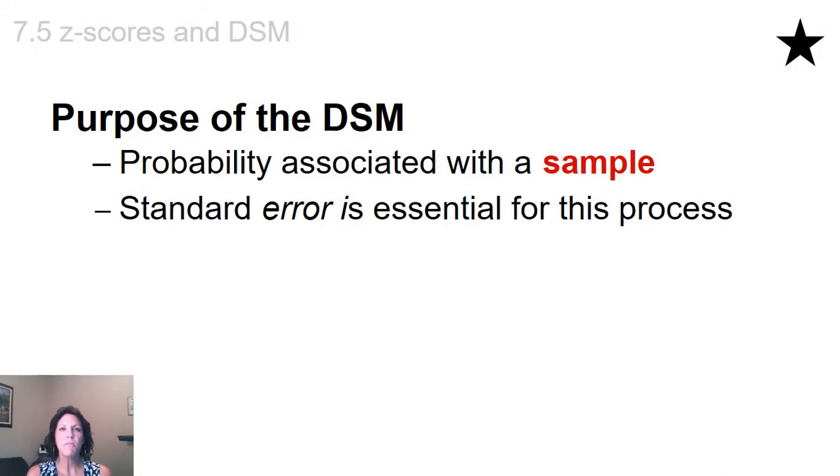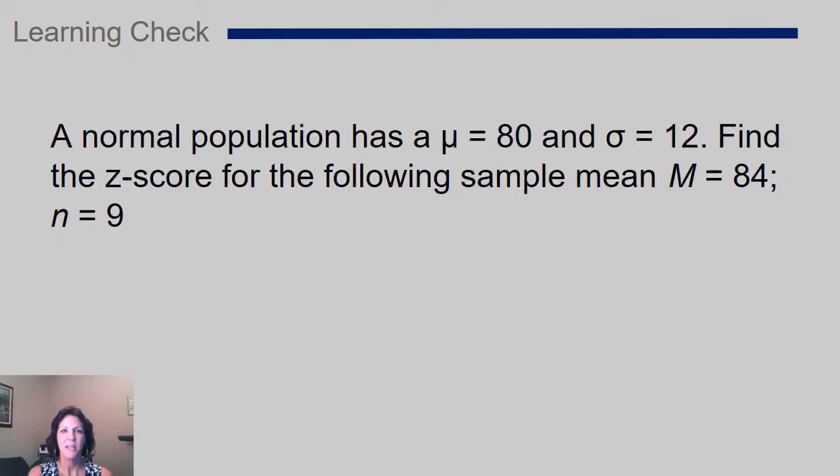So the purpose of the distribution of sample means, the reason why we even care about it, is because it can tell us the probability associated with finding a sample with a particular mean within the population. And standard error is essential for this process. So we're going to do a couple different learning checks. We're going to work this out to see what it looks like.